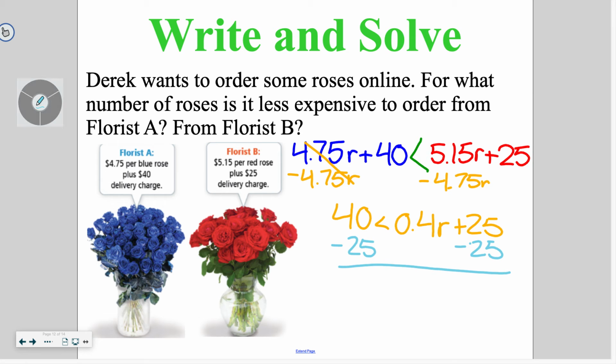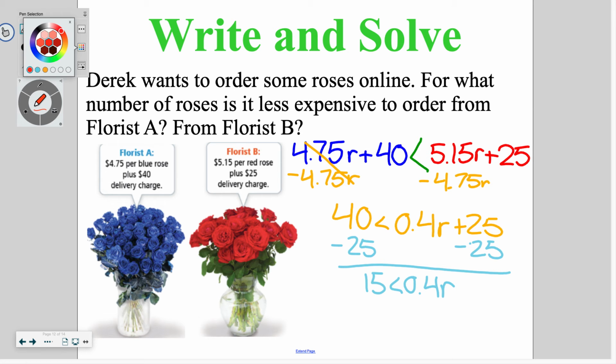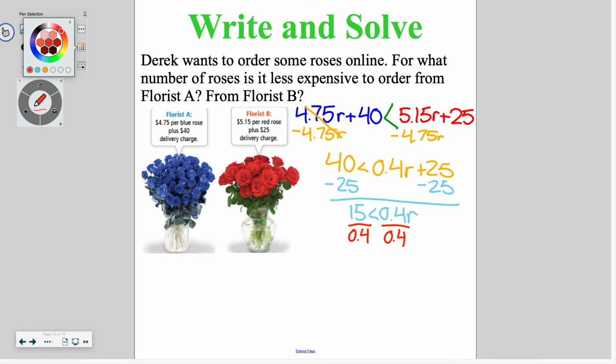which gives me that 15 is less than 0.4r. I'm going to go ahead and finish by dividing by 0.4, which gives me a statement that 37.5 is less than r.